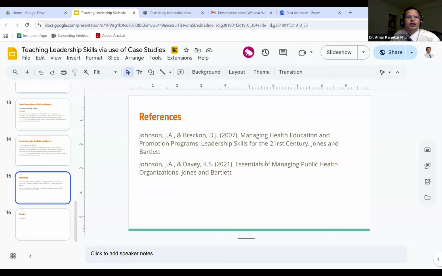While we're waiting, the first question I have for you is, what do you think the role of AI in designing case studies for teaching will be in the future?